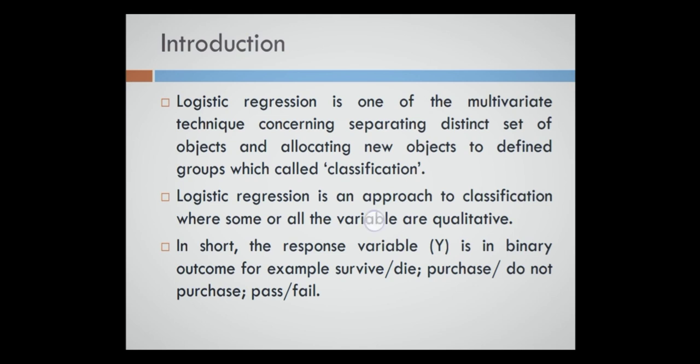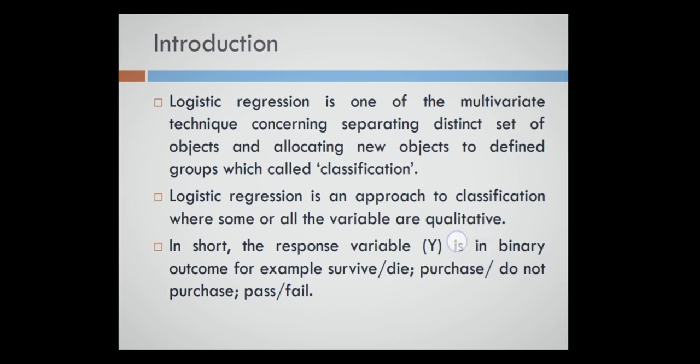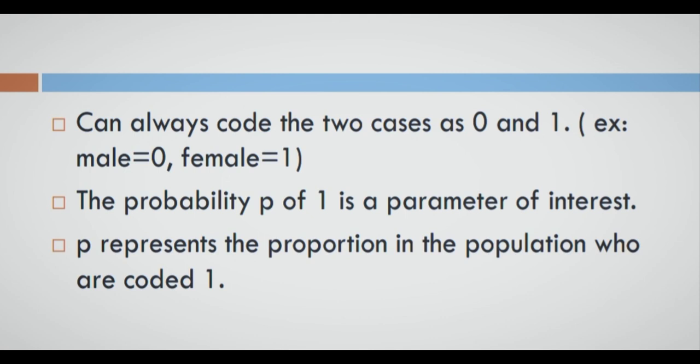Like I said just now, logistic regression is an approach to classification where some or all the variables are qualitative. It can be mixed between qualitative and also quantitative variables for x. In short, the response variable y is a binary outcome, for example, survive or die, purchase or do not purchase, pass or fail. There are two levels of category. Then we can code the two cases of y as 0 and 1, for example, 0 for male, 1 for female. How you code this variable is up to the researcher, whether you want to make it 0 for female or 1 for male and so on.